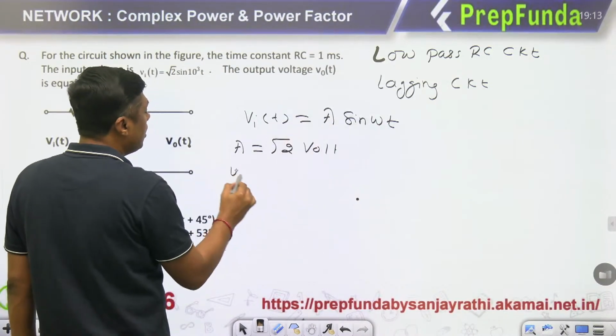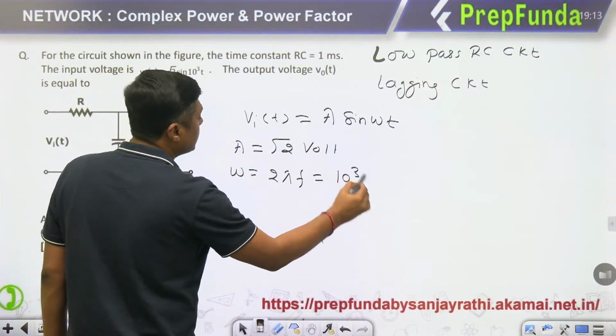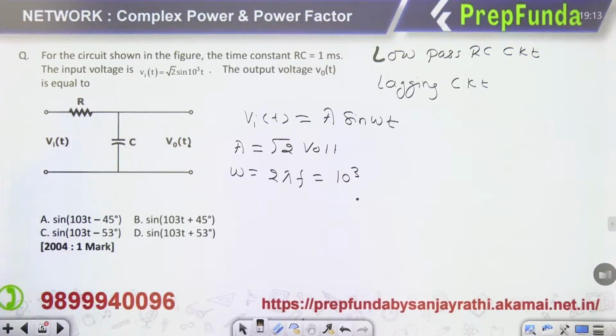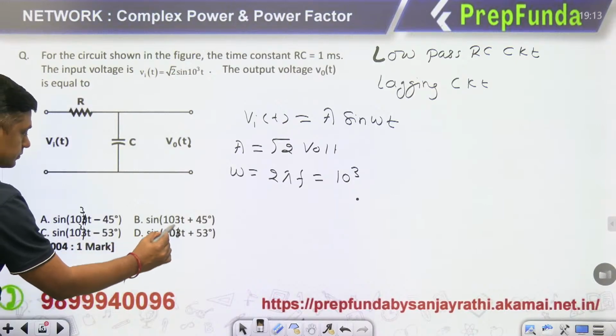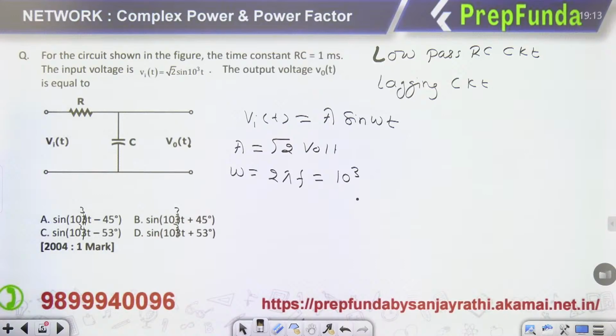What is the omega? Omega is nothing but 2 pi f. This is given by 10 to the power 3. So from that you can also find the frequency, but no need to find. This is all 10 to the power 3; this is the printing mistake. Now, which answer is correct? Then what is the value of RC given? 1 millisecond. We can solve this question.